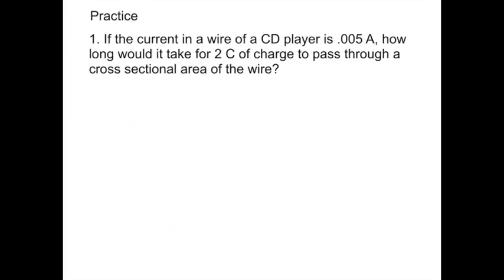Number 1. If the current of a wire of a CD player is 0.005 amperes, how long would it take for 2 coulombs of charge to pass through a cross-sectional area of the wire? So essentially we'll be using this equation for current, where I is the ratio of delta Q over delta T. We know that the current is 0.005 because that's from the problem statement. Then the change in charge, or delta Q, is equal to 2 coulombs because that's how much passes through. And then finally we're solving for T.